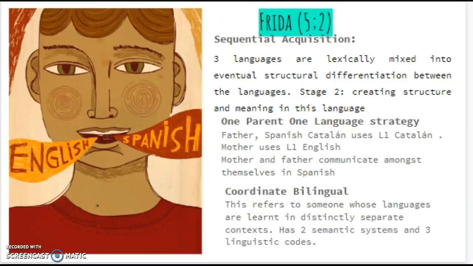We can say that she's a coordinate bilingual, and this refers to someone whose languages are learned in distinctly separate contexts. She has 2 semantic systems and 3 linguistic codes.